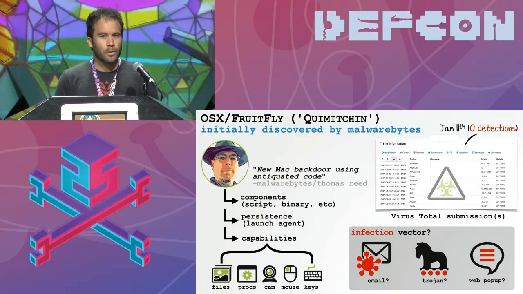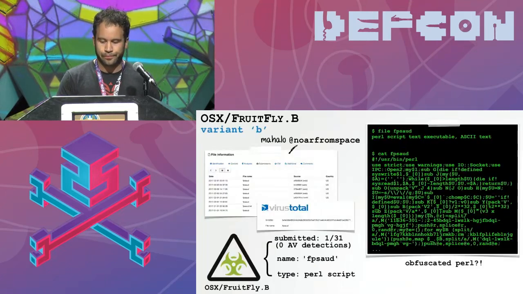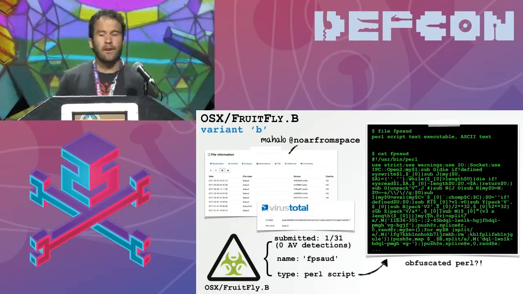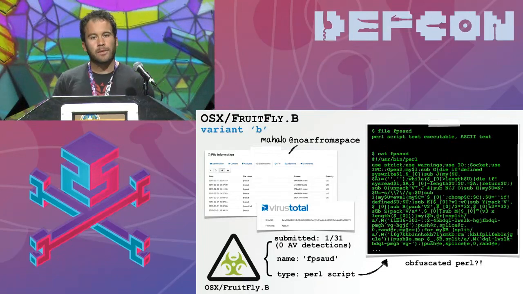Now, we don't know the infection vector. We never found an installer, which is interesting, but perhaps it was via an email attachment or a pirated or Trojan application. Today we're going to be looking at variant B. A friend sent me a hash of this sometime in late January. At the time, variant A was already being detected, but variant B was still undetected. It was submitted to VirusTotal with the name of FPS-odd, which is designed to mimic a common Flash player. And like variant A, its main component was an obfuscated Perl script.